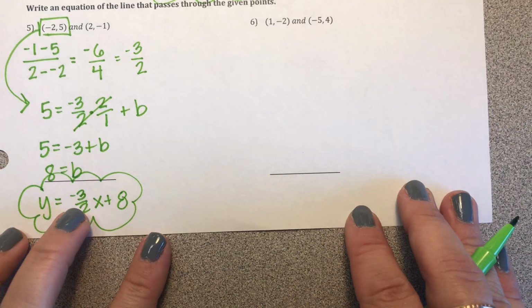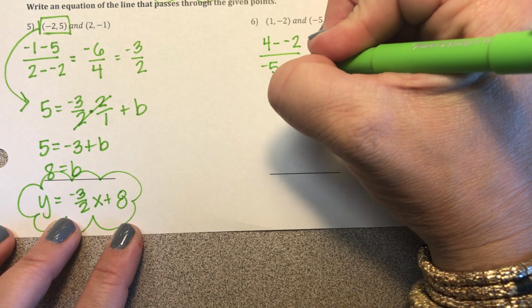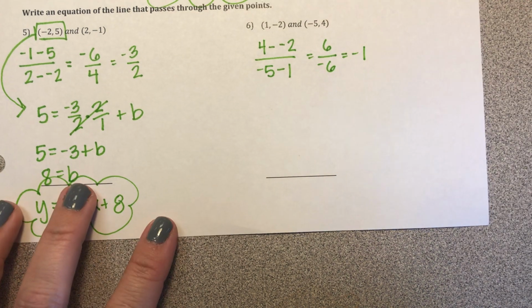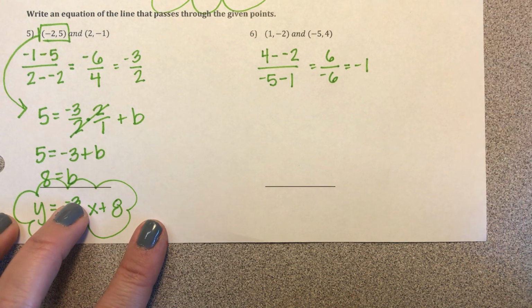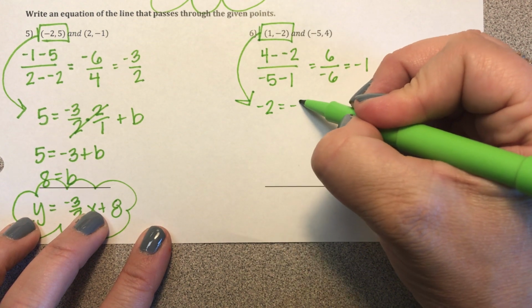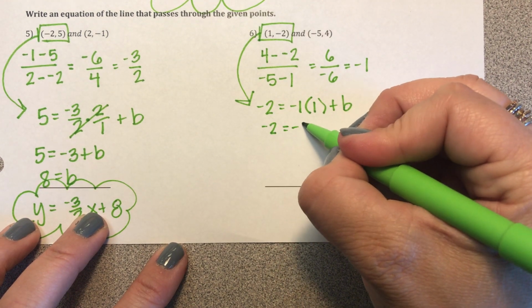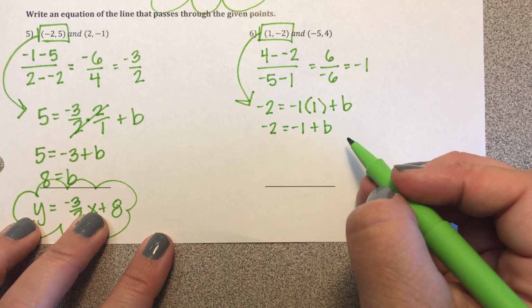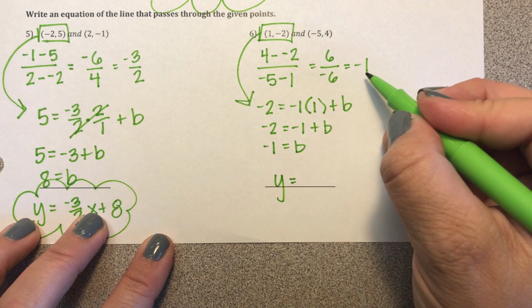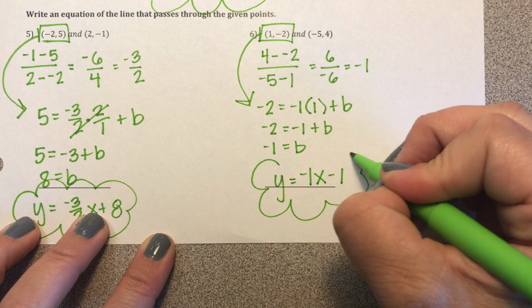So on number 6, we're going to do 4 minus negative 2 over negative 5 minus 1. That's 6 over negative 6, which is a slope of negative 1. Now that I have my slope of negative 1, I can pick either point. I'm just going to use that first one. Y equals m times x plus b. So negative 2 equals negative 1 plus b. We're going to add 1 to both sides to get negative 1 equals b. So y equals negative 1x plus b, which is negative 1, so minus 1.